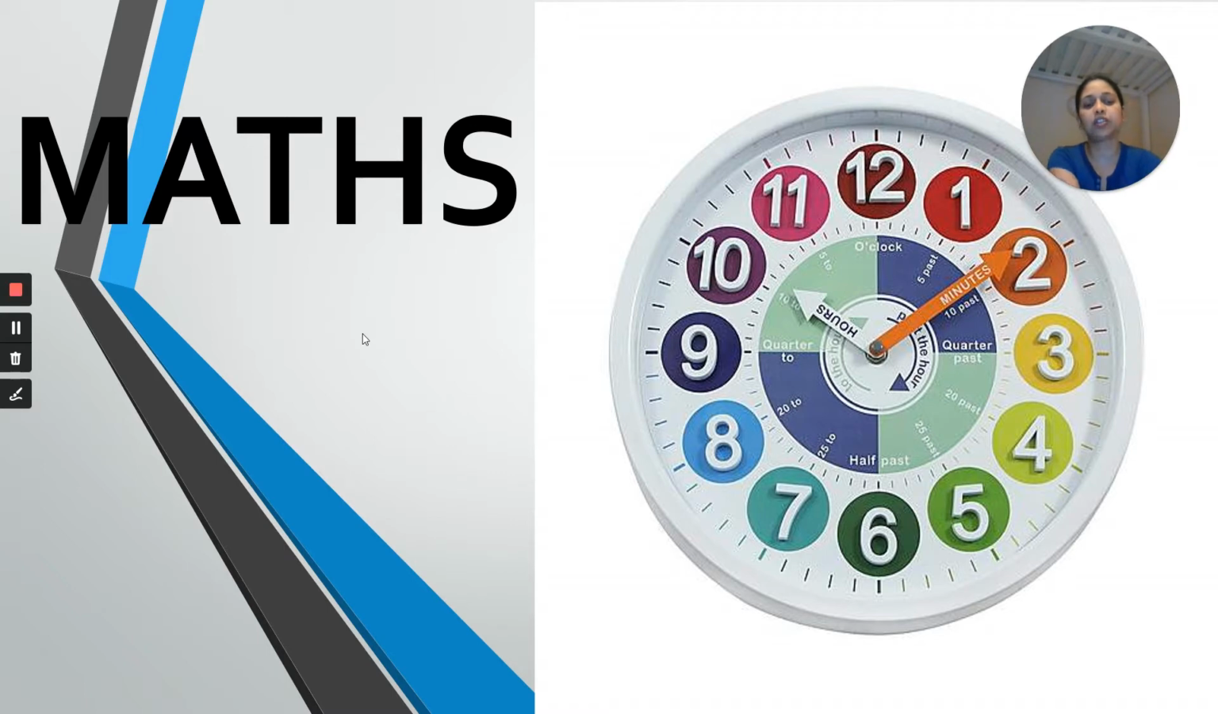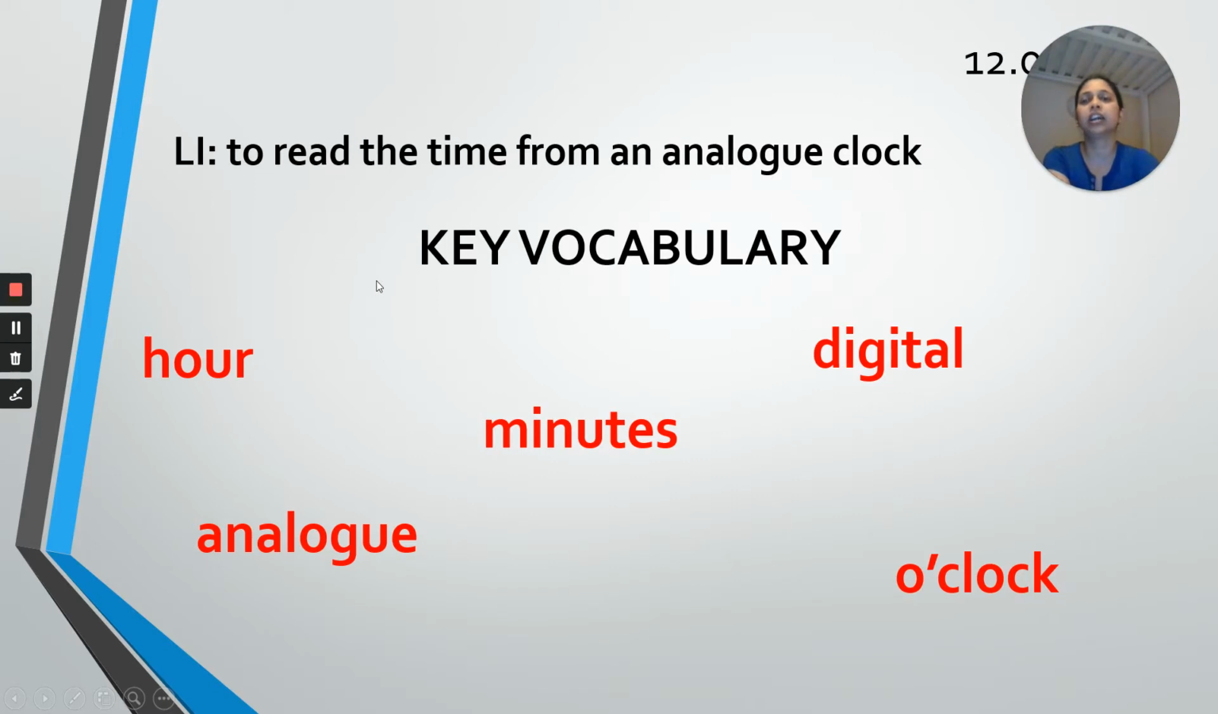So for today in your maths lesson, what you will be doing is to read the time from an analog clock. So there are a couple of words that you must have come across when you were doing your maths lesson on time with Miss Raza. You did the word hour, you did minutes. You must have done digital, I'm not sure, but even if you haven't, we'll do it today. And you must have heard of the word o'clock over here. And I will be telling you what an analog clock is today.